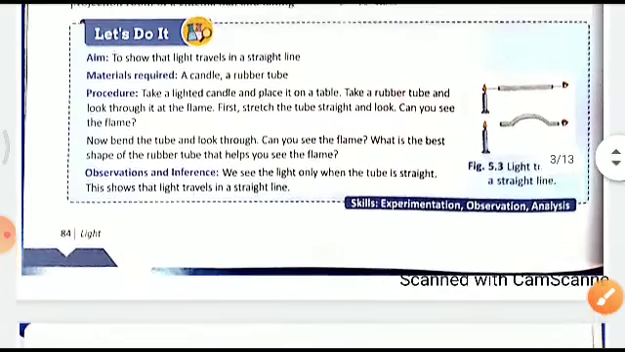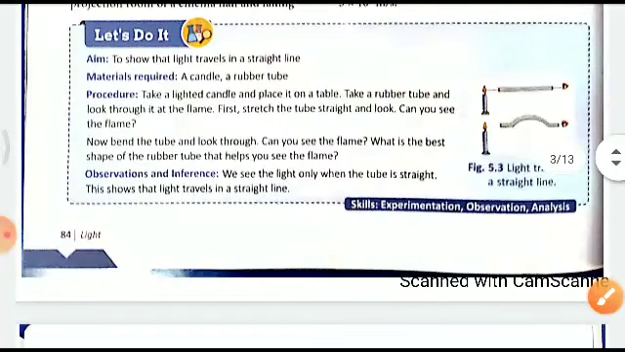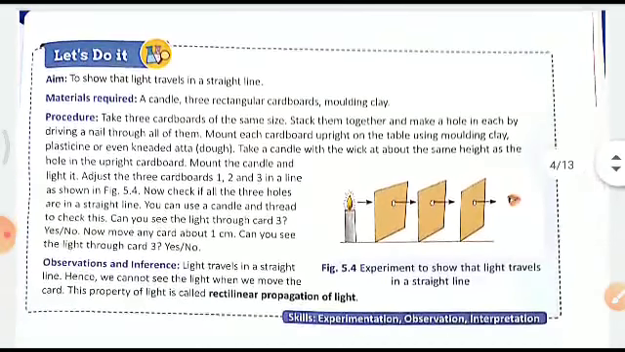Okay, now here is an experiment which you can do. You need to put two candles, and in front of one there should be a straight rubber tube, so you will see the light from the other source. Now in the second one we just bend the rubber tube, and then we won't see anything on the other side, which shows that light travels in a straight line.